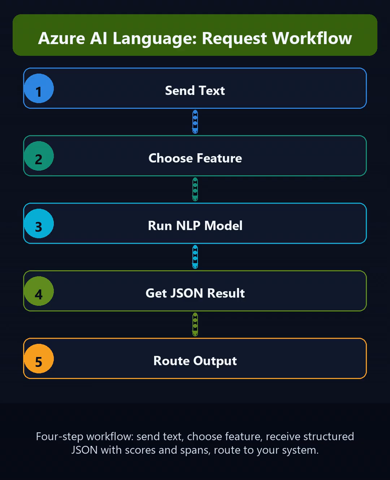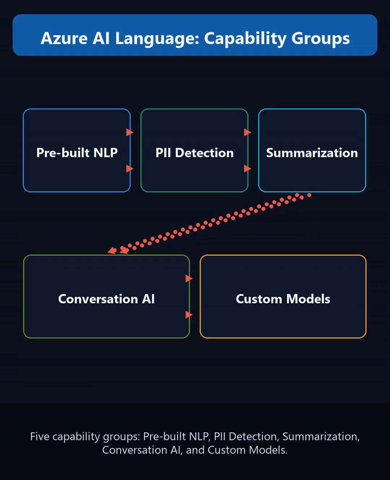Azure AI Language has 5 capability groups in one API. Pre-built NLP covers sentiment, entities, key phrases, and language detection. PII and PHI detection identifies and optionally redacts personal and health data. Text summarization produces abstractive or extractive summaries of long documents. Conversation analysis handles call center transcripts and meeting notes. Custom models let you train text classifiers and NER models on your own labels.